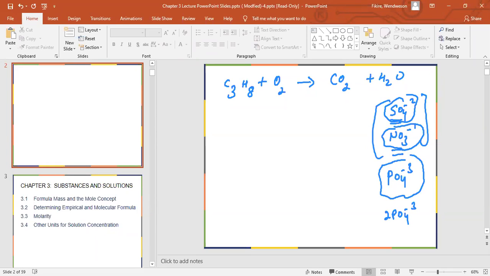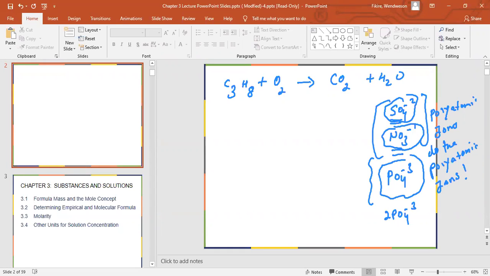However, this is a situation when polyatomic ions are involved. When you have polyatomic ions, balance the polyatomic ions first. That's a tip.